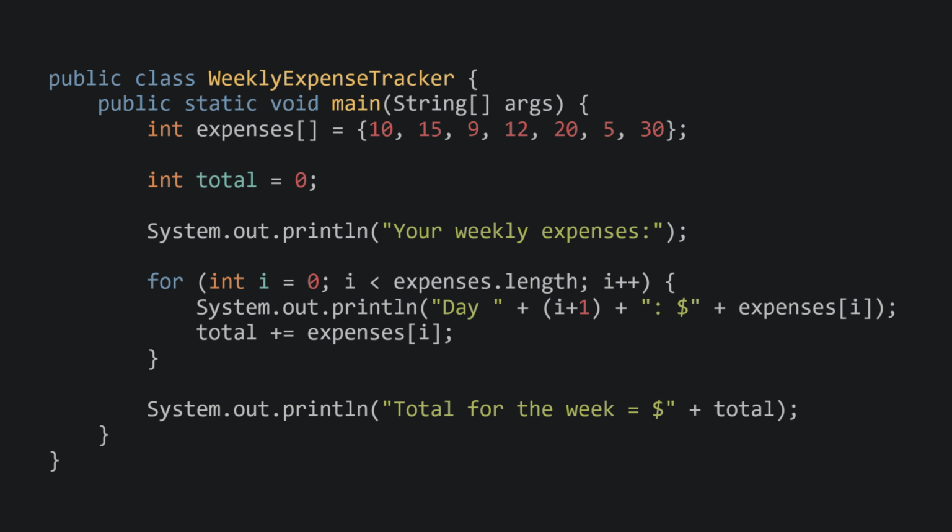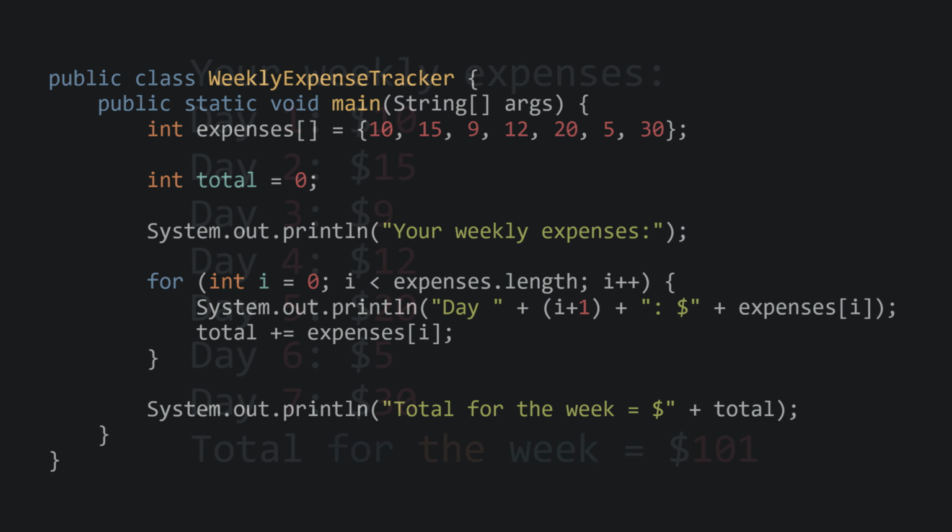public class WeeklyExpenseTracker. public static void main(String[] args), int[] expenses = {10, 15, 9, 12, 20, 5, 30}. int total equal to 0. System.out.println("Your weekly expenses"). for (int i = 0; i < expenses.length; i++), System.out.println("Day " + (i + 1) + ": $" + expenses[i]). total += expenses[i]. System.out.println("Total for the week = $" + total).